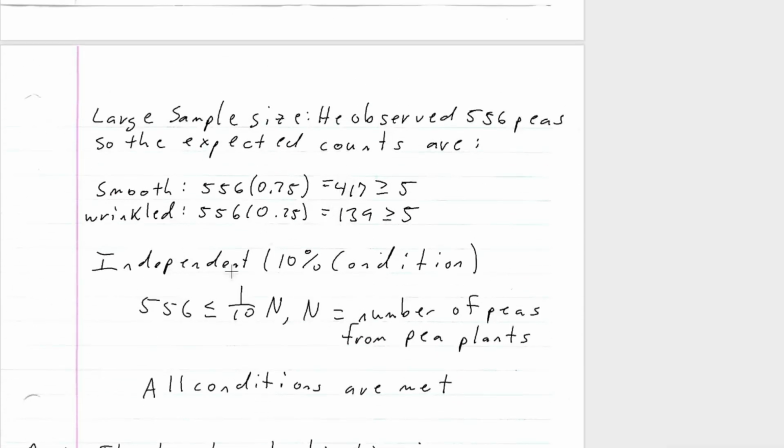Okay, so of course they told us the independent condition was met. 556 is going to be less than or equal to 1/10 of n, where n was the number of peas from the pea plants, right? So all the conditions are met.